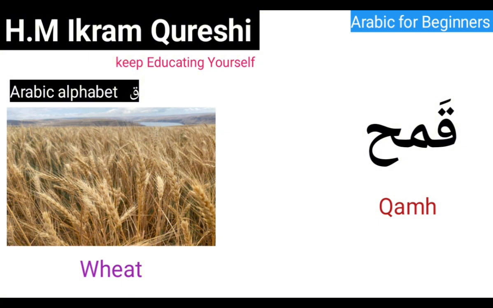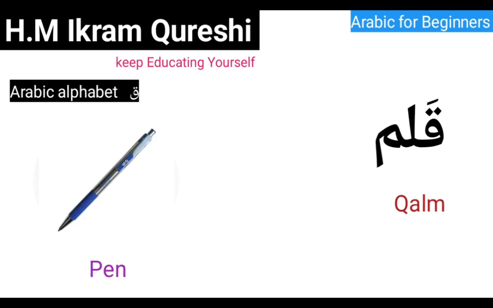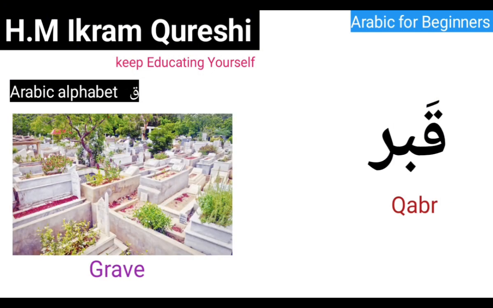Okay, the next one. قمح, wheat. Let's repeat. قمح, wheat. Okay, the next one. قلم, pen. Let's repeat. قلم, pen. Okay, the next one. قبر, grave. Let's repeat. قبر, grave.